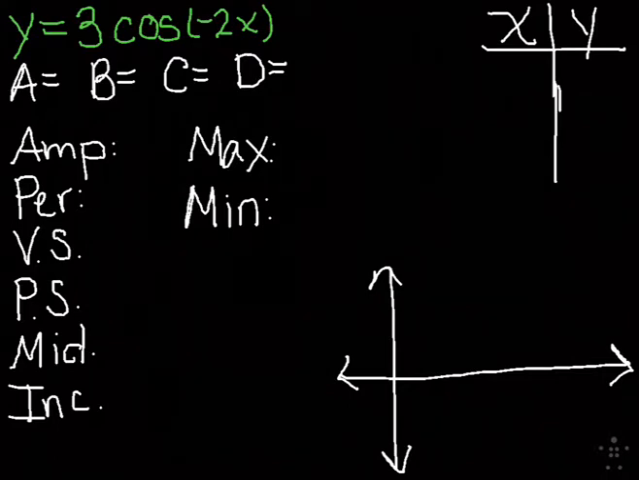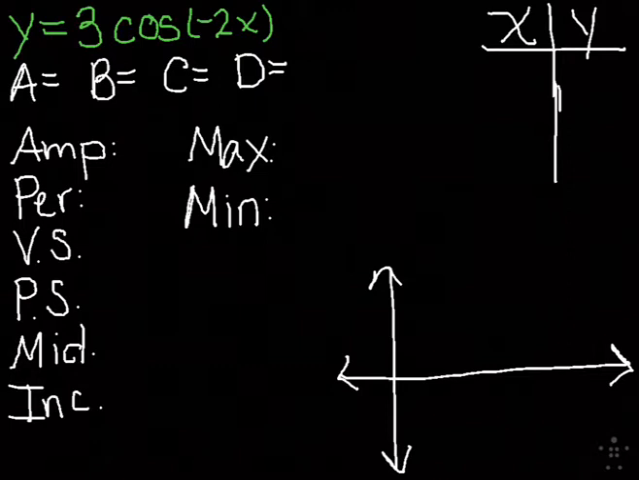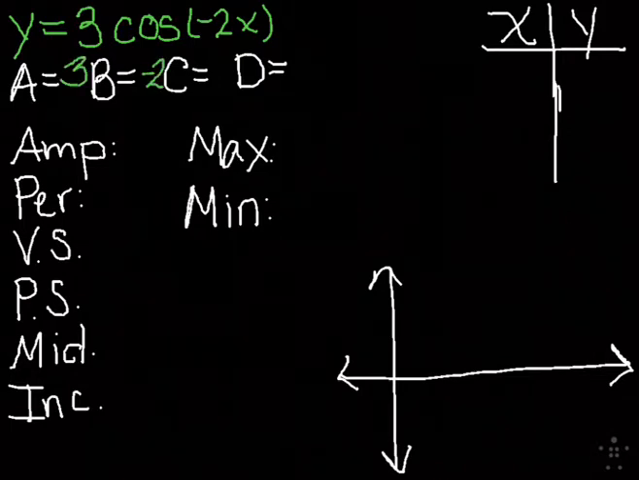Y equals 3 cosine of negative 2x. So remember, first thing I identify A, B, and C. So A here is 3, B is negative 2. There is no value in parentheses with x, so C is 0. And there is no number in the back or in the direct front of the problem, so that means D is also 0. All right.